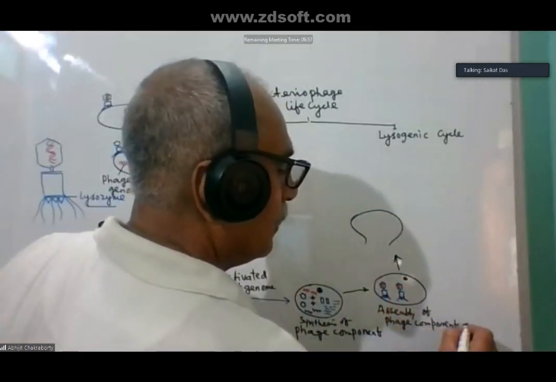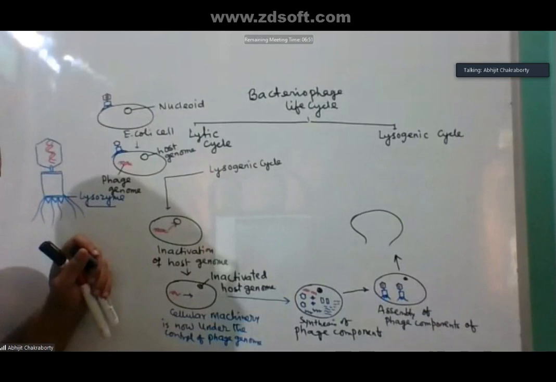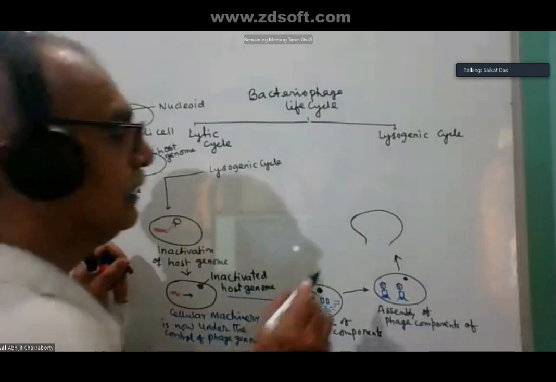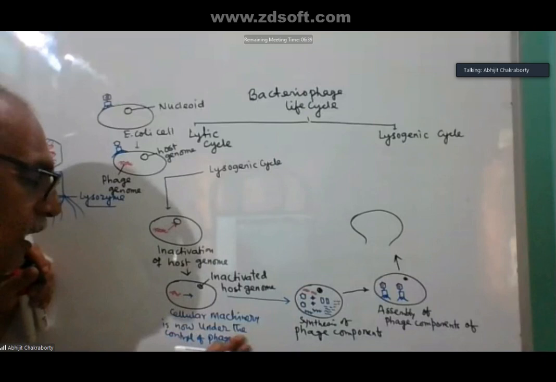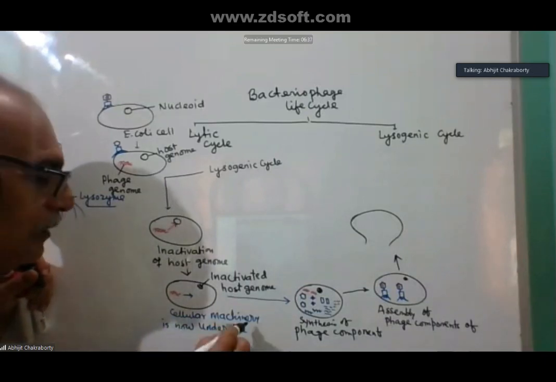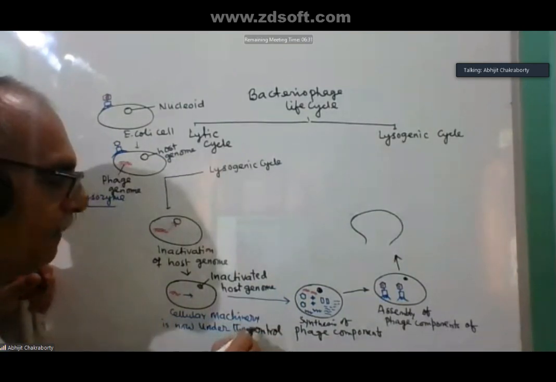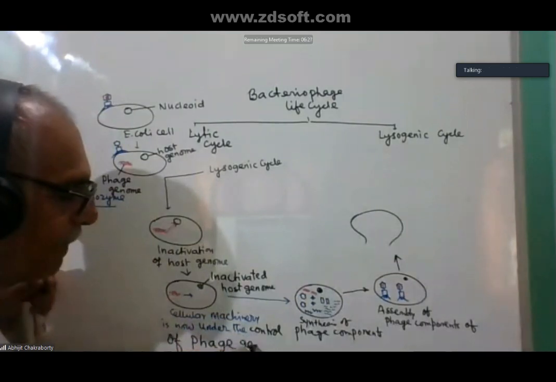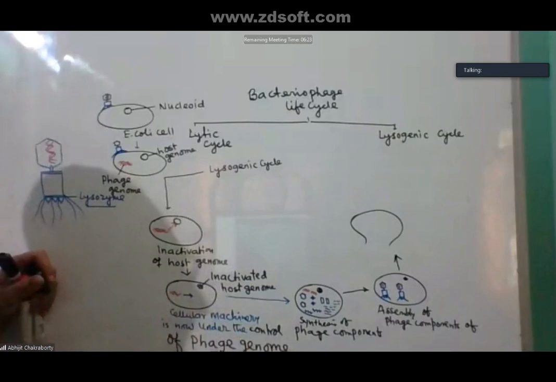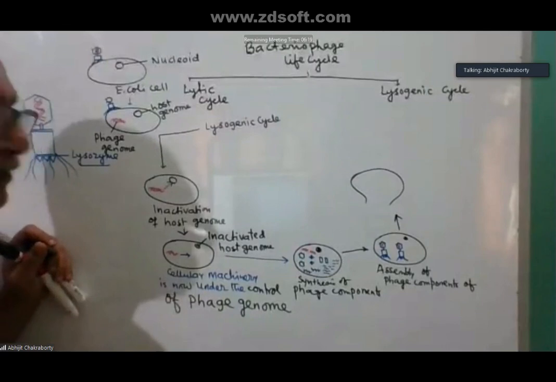Sir, what you have written, cellular machinery is now under the control of phage genome. Sir, I cannot see this word. Cellular machinery is now under the control, okay, of... Yes, sir. Is it clear now? Yes, sir.